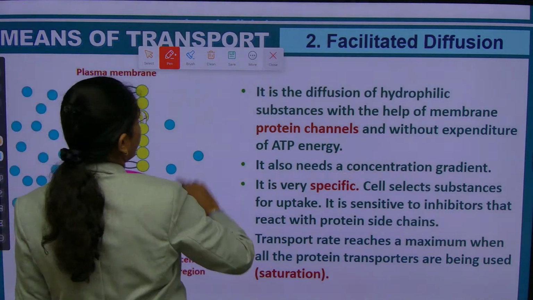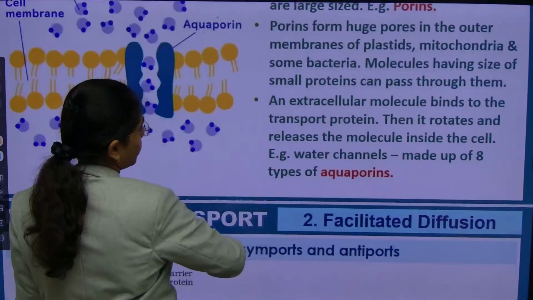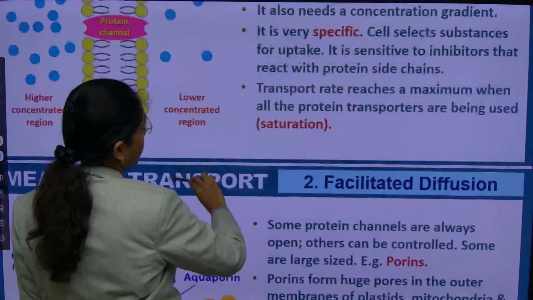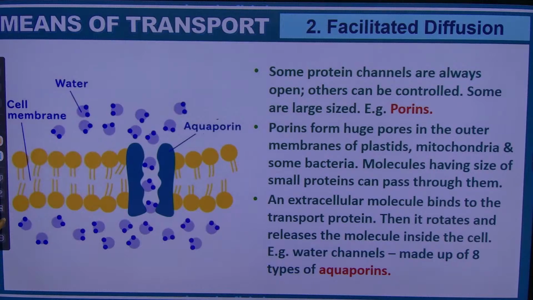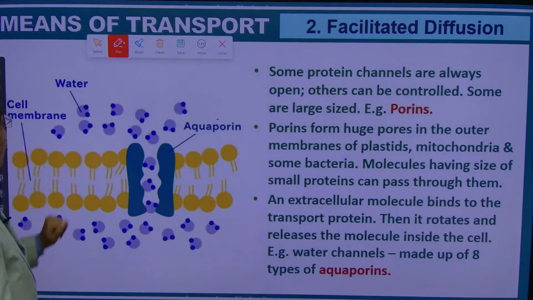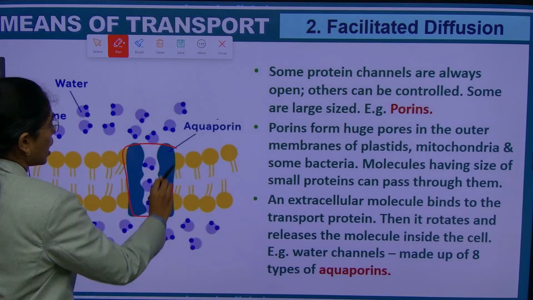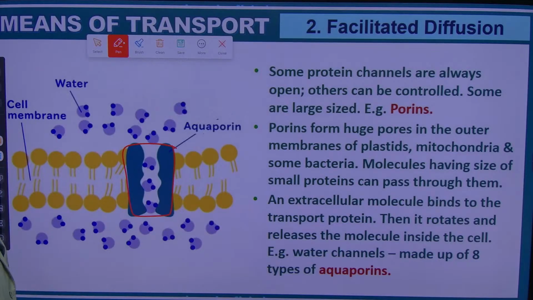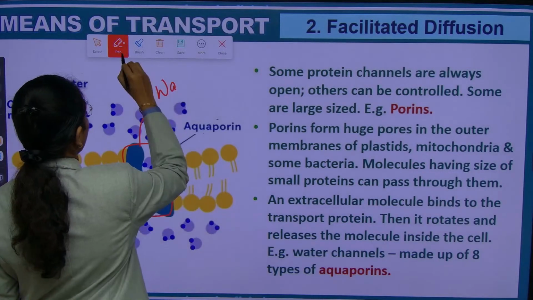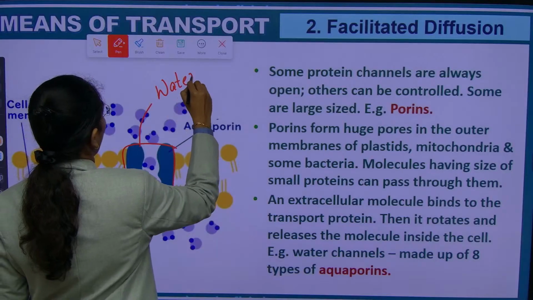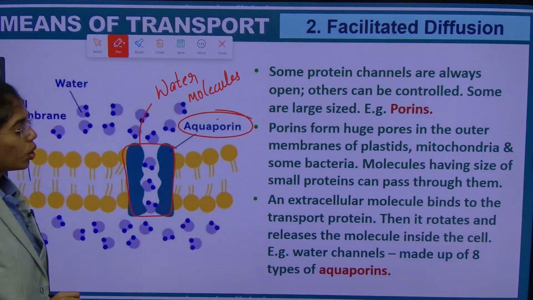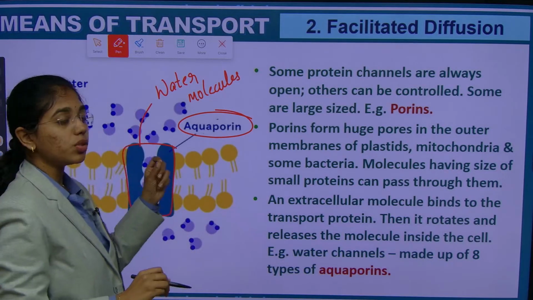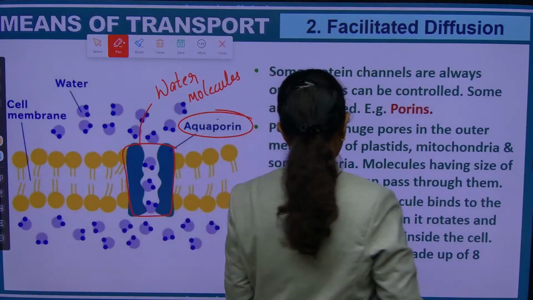Now, what are the protein channels called? Protein channels are large sized protein channels. They are addressed as porins. Okay, they are known as porins. And those protein channels which are transporting water molecules are known as aquaporins. Those protein channels which are transporting water molecules are addressed as what?